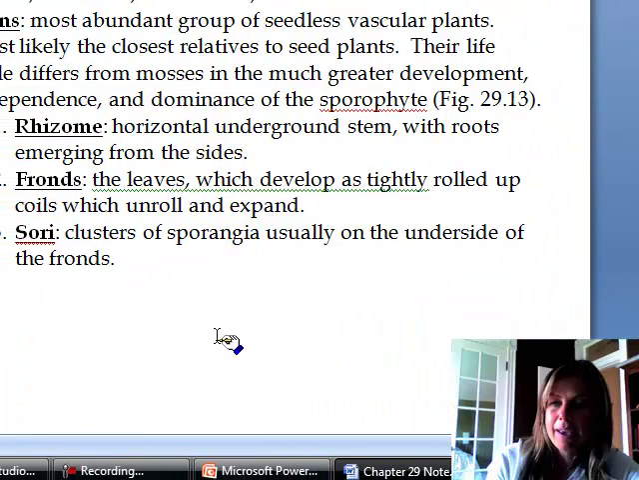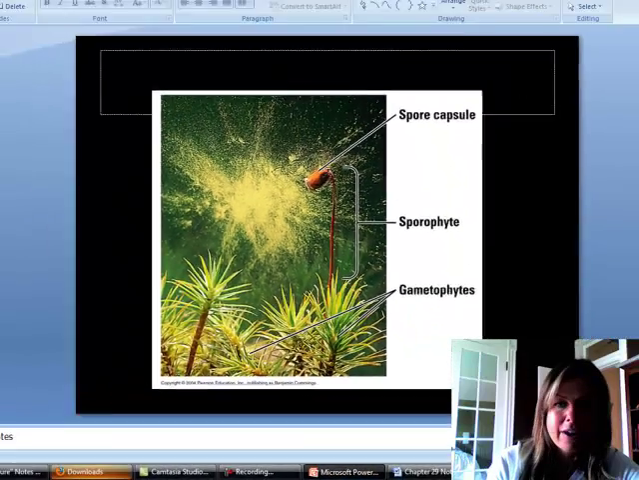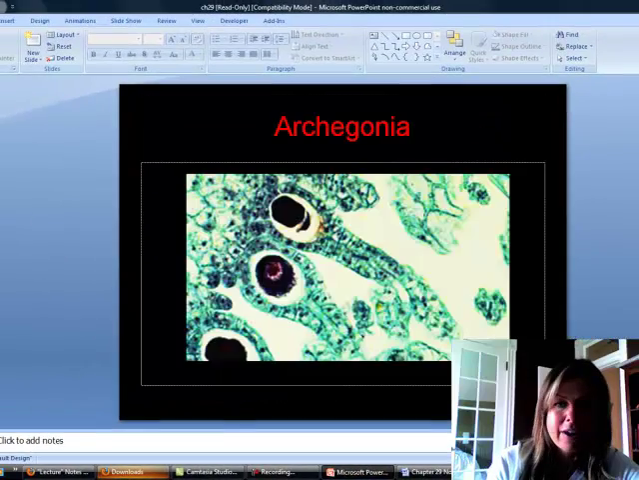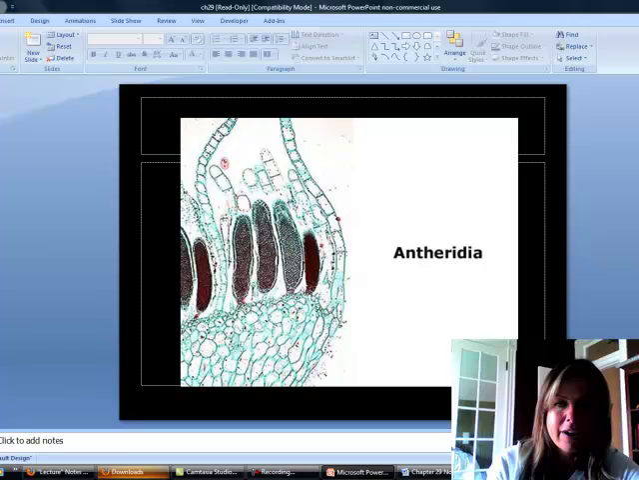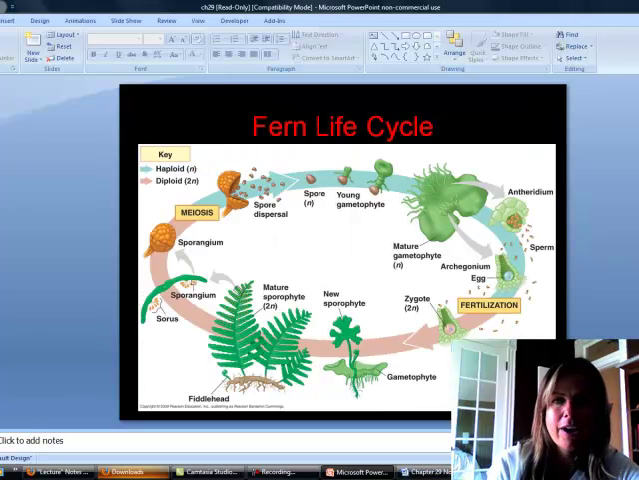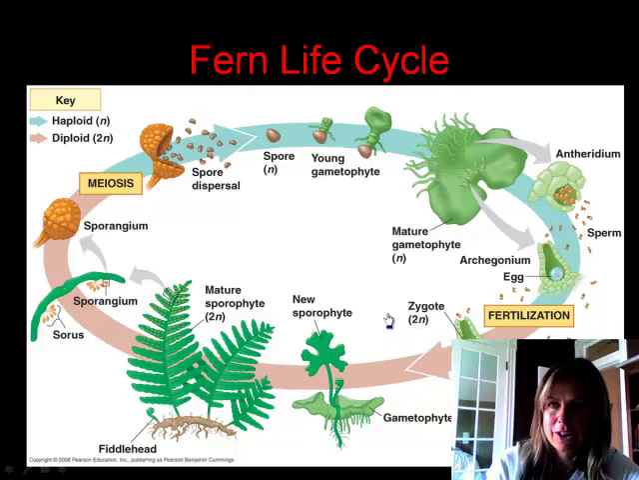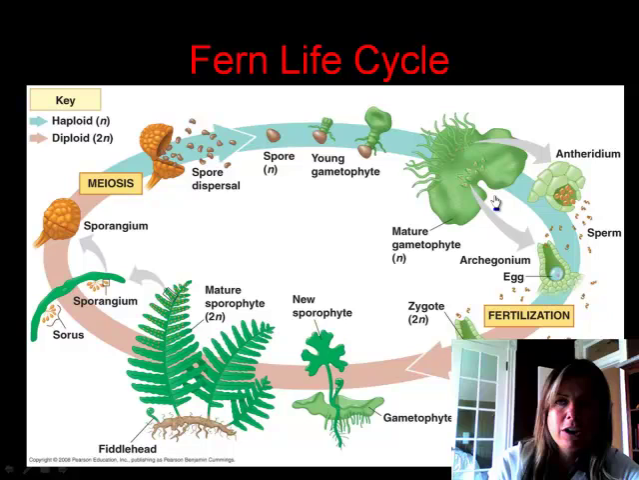Okay, now we're going to talk about ferns and look at their life cycle, which is a little bit different. Oh yes, there's your Archegonia and your Antheridia, which we looked at in lab. Okay, fern life cycle. Let's take a look at this. So we've got our spores. The spores are going to turn into gametophytes. And the gametophyte is going to turn into this kind of green heart-shaped structure here that you actually looked at in lab. It was called a prothallium.